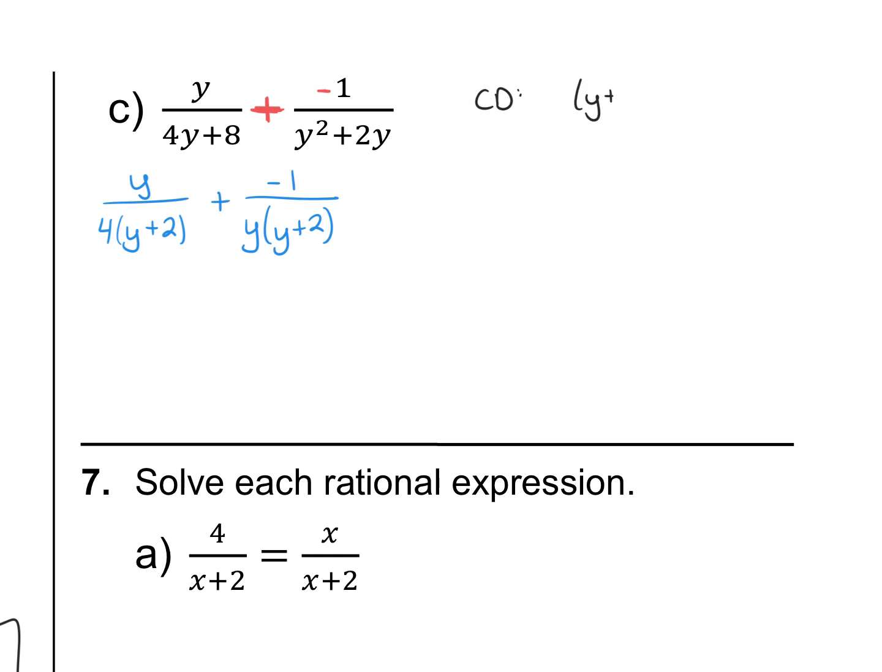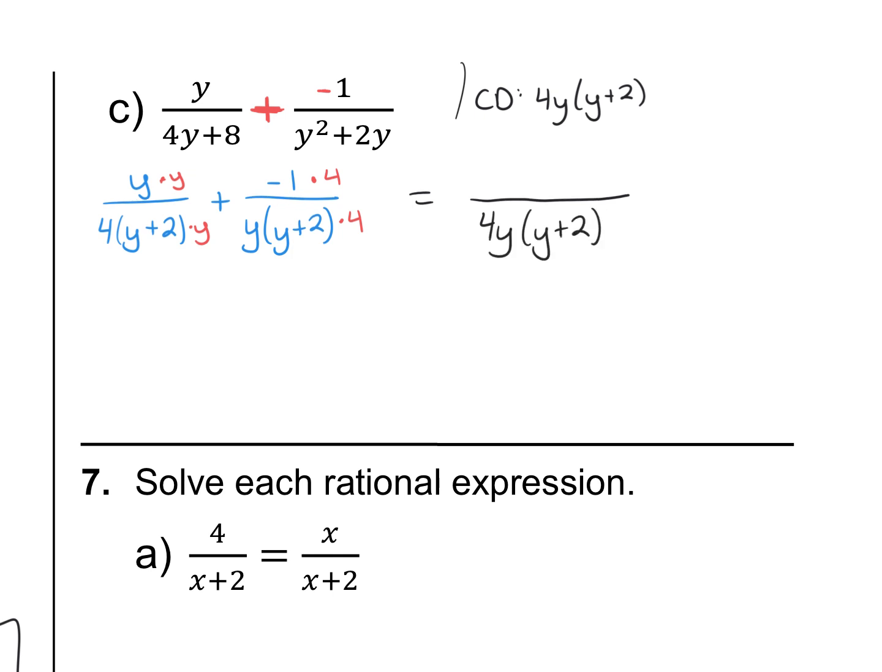So what is my common denominator going to be? 4 and y. So what is this fraction missing? It's missing a y, so I'm going to multiply by y on top and bottom. What is this fraction missing? A 4, so I'm going to multiply by 4 on the top and bottom. So simplifying what I have, what is my common denominator? It's 4y times y plus 2.